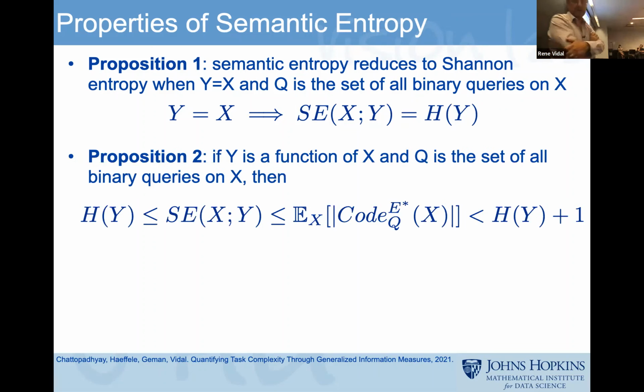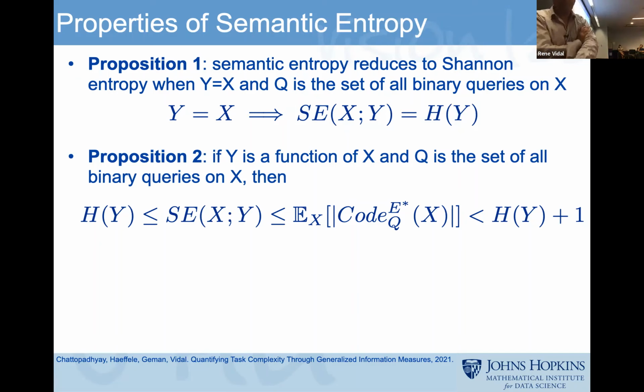The second result is that if x and y are random variables, and one is a function of the other, and again if you use the set of all possible binary queries, then you can show that semantic entropy is within 1 bit of entropy.